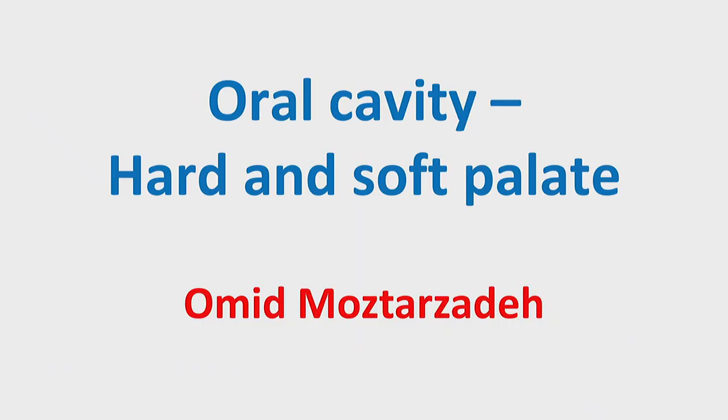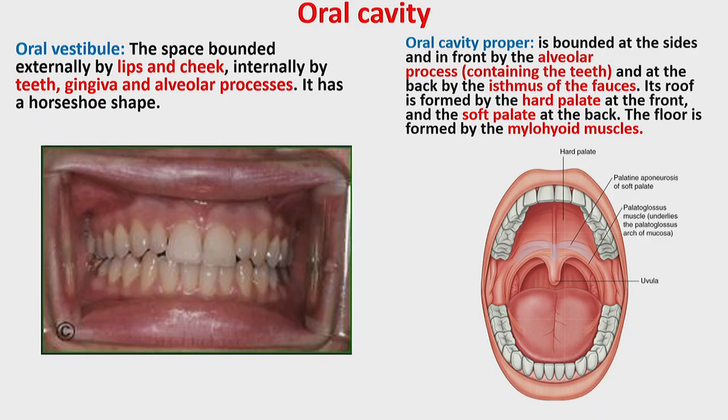So our topic is about the hard and soft palate and salivary glands. Regarding the oral cavity, we said that the oral cavity is divided into two main parts: the oral vestibule, which is bordered by the upper and lower lip and the cheeks, and internally is bordered by the alveolar processes, and which contains the teeth and the gingiva.